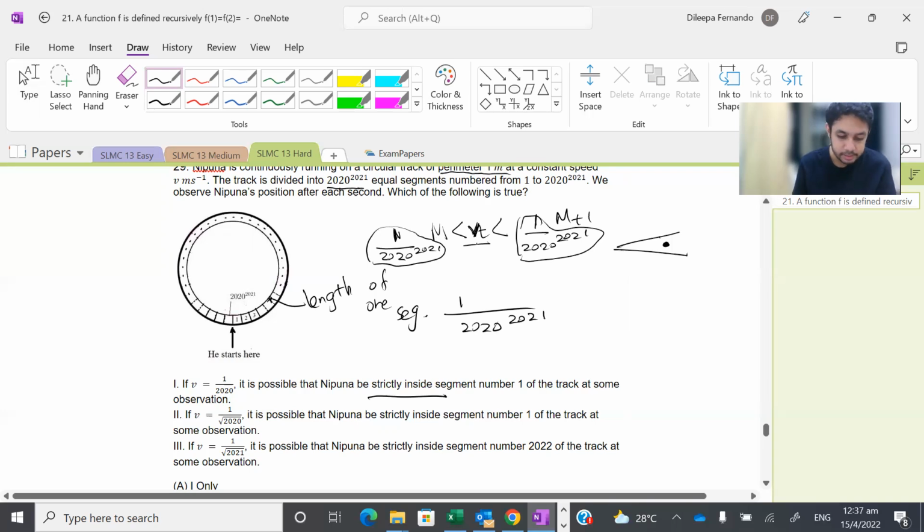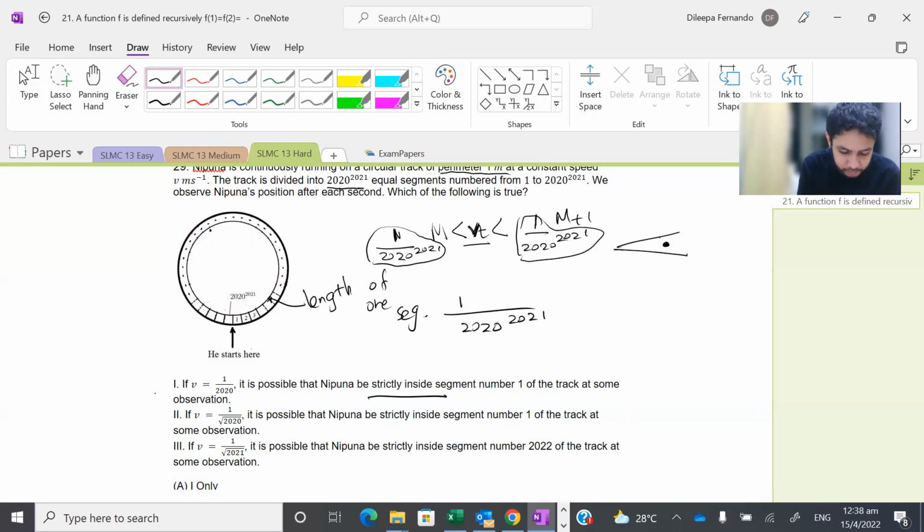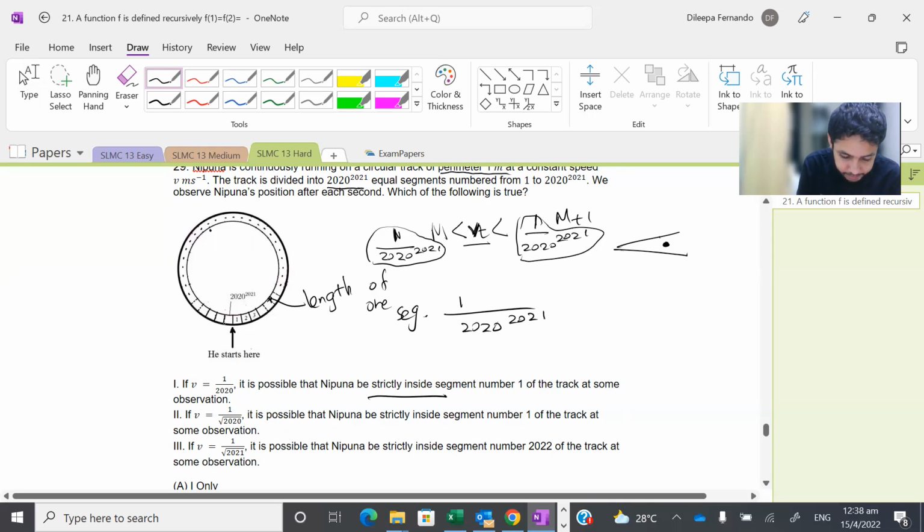So, for example, when it is 1 over 2020, he goes somewhere, and then 2 over 2020 he goes somewhere. So what we need to prove is whether he becomes strictly inside these specified segments. Let's start with the first statement. If v equals 1 over 2020, is it possible that Nipuna is strictly inside segment number 1? So this is segment number 1, and he's going this way. Right? He's going this way.